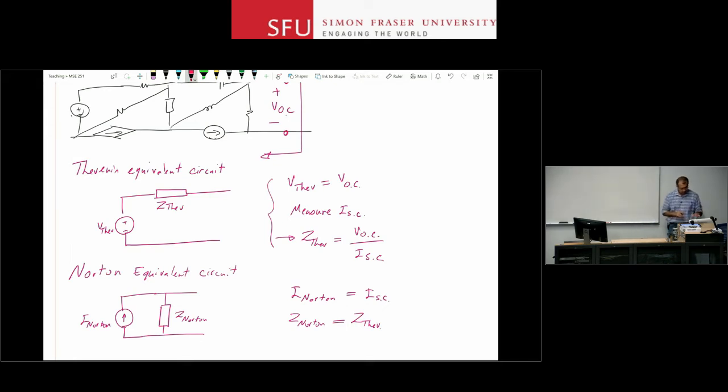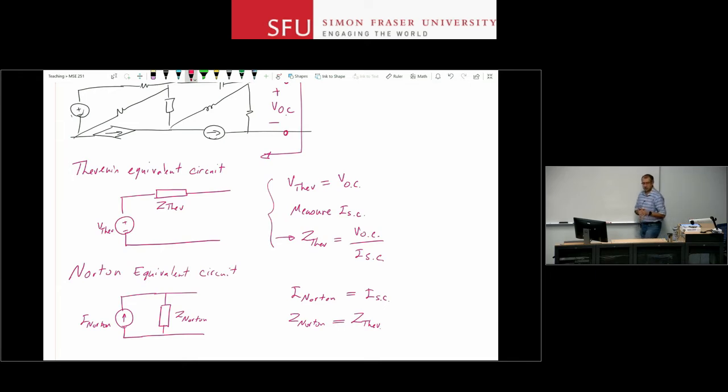Now, you can use either one of these two circuits to represent a complex linear circuit, and depending on whether you're dealing with, let's say, current sources on the right side or voltage sources on the right side, you may choose one of these two, and both of them are very, very similar.